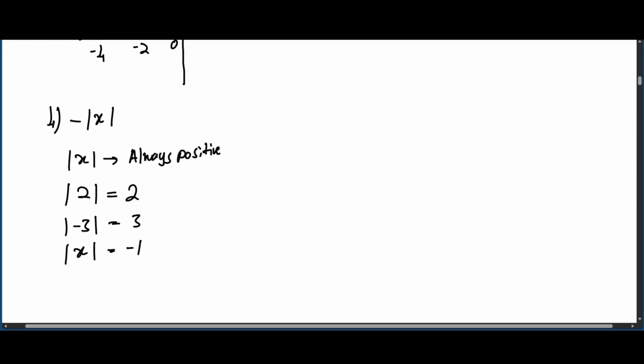But now, is there a function that always makes the answer negative? Yes, and this is that function. Negative absolute value is always negative.